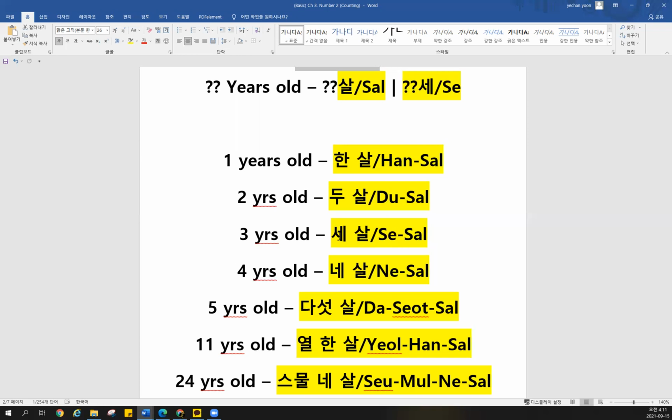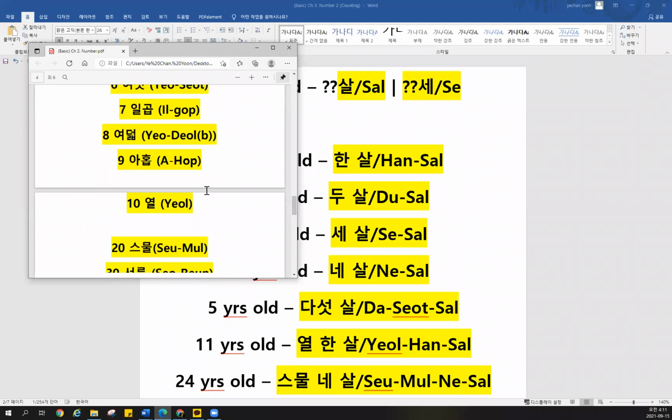Okay. All right. How about 11 years old? Let's try 11 years old. If you want to say 11 in Native Korean, the format is different. What was it? 10 plus 1, right? Then it's going to be, what is the 10?